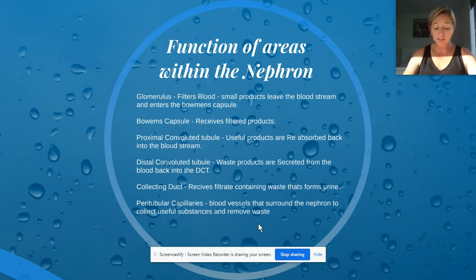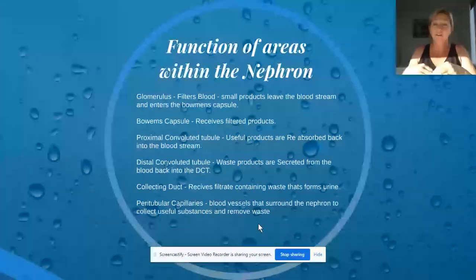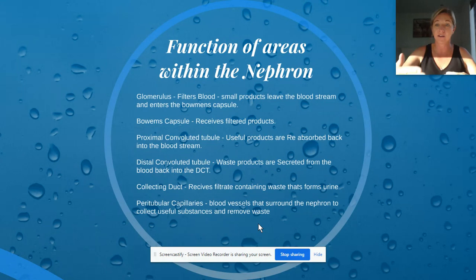So let's pretend that they're real things. The cells that make this tube and the capillaries have little gaps, little tiny junctions, so substances can move in and out. Okay, substances can move in and out. So your key answer is, in your proximal convoluted tube, useful products are reabsorbed back into the blood.